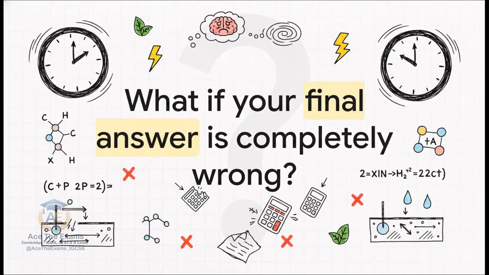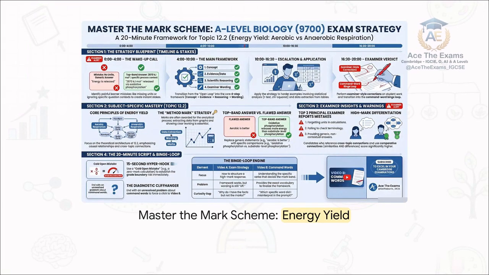Let me ask you something that might cause a little bit of anxiety. What happens if you are under immense time pressure? You're calculating an energy yield or a water potential gradient, and your final numerical answer on the exam is just completely, utterly wrong. Is all hope completely lost for that question? Well, let's look at the energy yield in aerobic versus anaerobic respiration to find out.